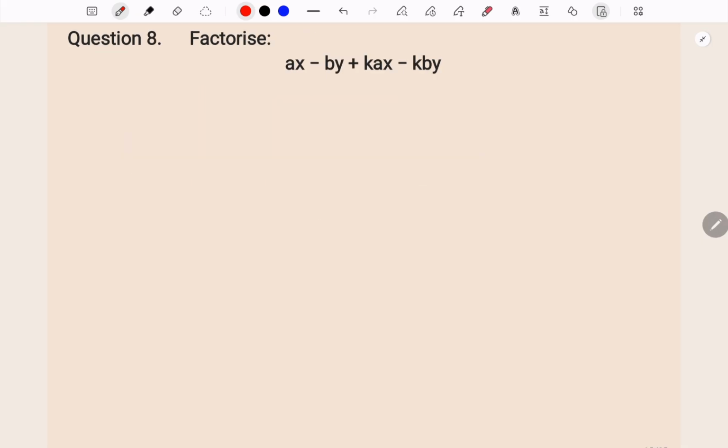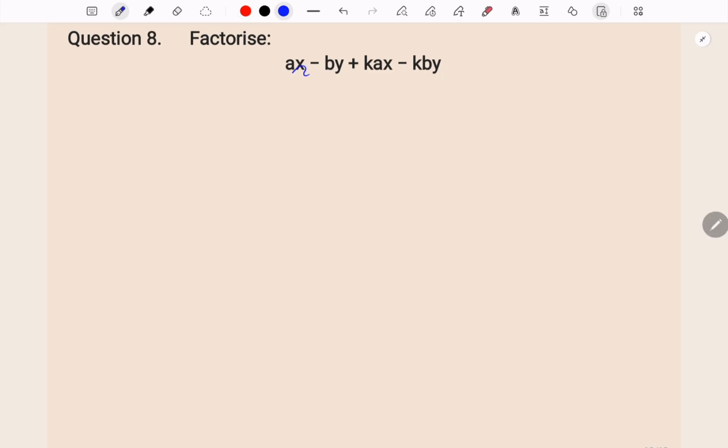Moving on to the next question. Here we need to factorize ax minus by plus kax minus kby. If you look at the expression carefully, you will find that the variables x and y are present more than once. Okay, so we will start with collecting like terms. So let's collect like terms.